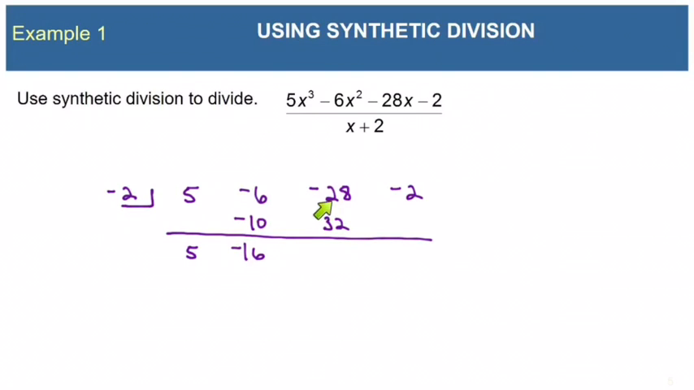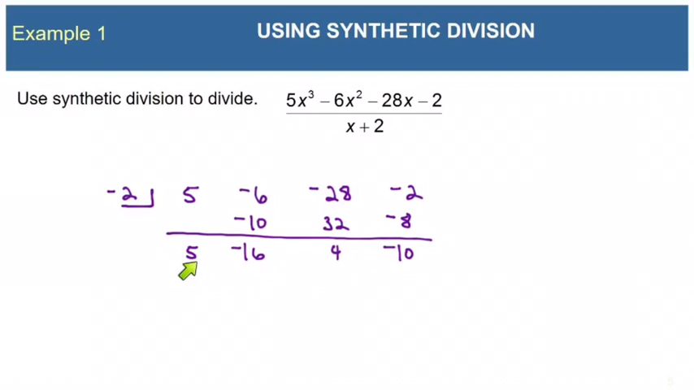Now add. Negative 28 plus 32. Put that answer here. Now multiply. Negative 2 times 4 is negative 8. Put that answer here. Now add. Negative 2 plus negative 8 is negative 10. And that will be our remainder.